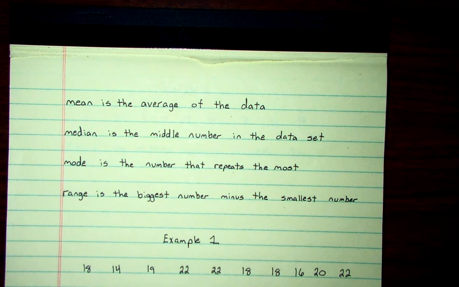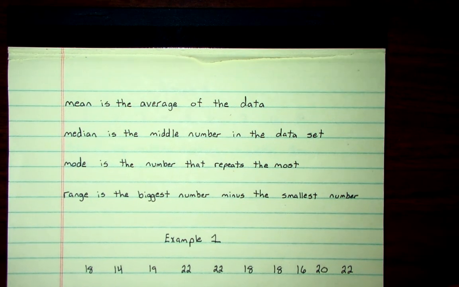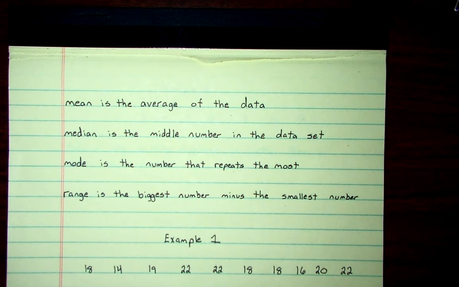All right, so we are now moving into statistics. We're going to start with a pretty easy lesson here. This is called mean, median, mode, and range. I put some little definitions using my own words. The mean is the average of all the data. All you do is add up all the numbers and divide by how many numbers there are. That gives you the average.